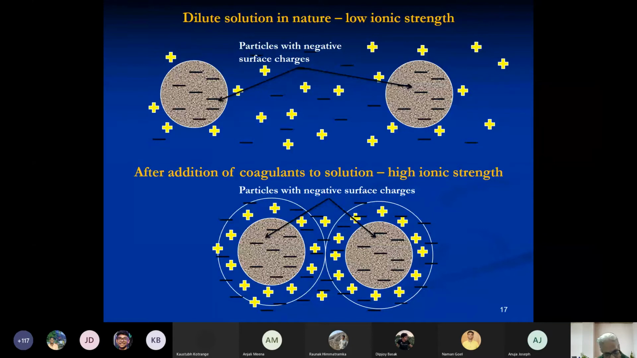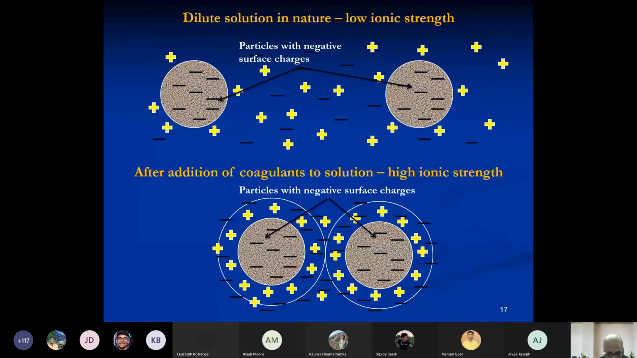Now you have both cations and anions in water because you're adding a salt. The cations will gravitate towards the negative charge on the surface of the particle, so you will get a very high concentration of positive charges around the particle. Same thing on all the other particles. So as much as you add, you will neutralize the negative surface charge of the particle. Once that surface charge is neutral, they will come together, they will form aggregates.